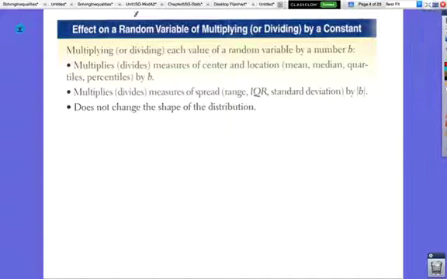The effect on a random variable of multiplying or dividing by a constant: multiplying or dividing each value of a random variable by a number B multiplies or divides the measures of center and location, mean, median, quartiles, and percentiles, by B. It multiplies or divides the measures of spread, the range, the IQR, and the standard deviation, by the absolute value of B, and does not change the shape of the distribution.